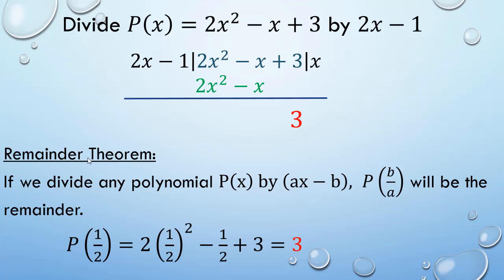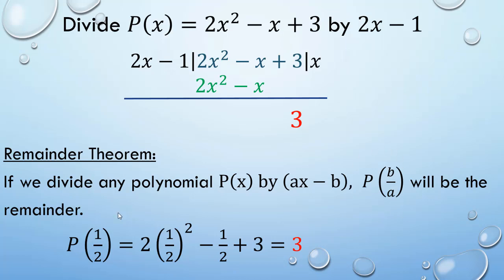Now, remainder theorem is a very strong mathematical tool. We can calculate remainder with the help of this theorem without dividing. Let's see what it says. If we divide any polynomial p of x by ax minus b, look at the form ax minus b, then p of b by a will be the remainder. Now let's check it out. In this case, our p of x is twice x square minus x plus 3, and ax minus b is twice x minus 1. So b is 1 and a is 2. Then our remainder will be p of 1 by 2, p of half.